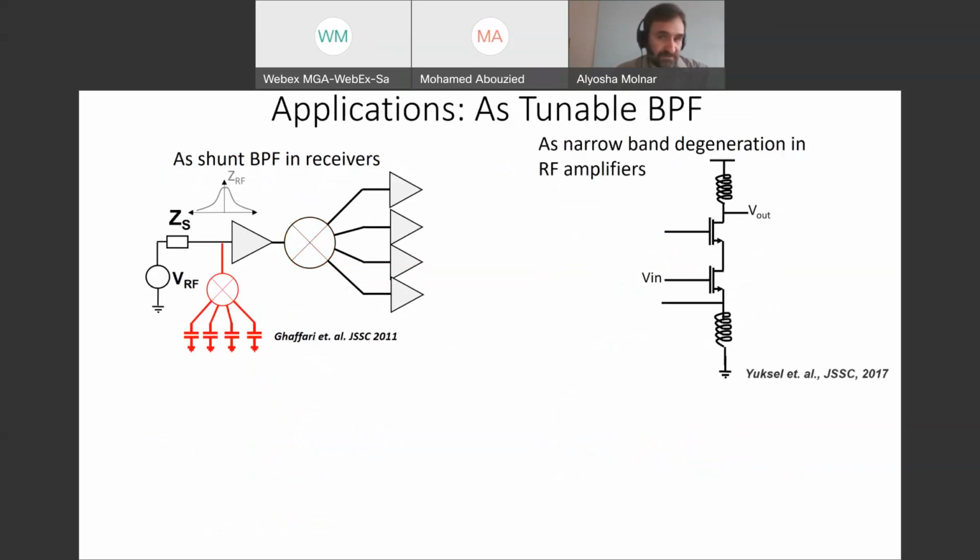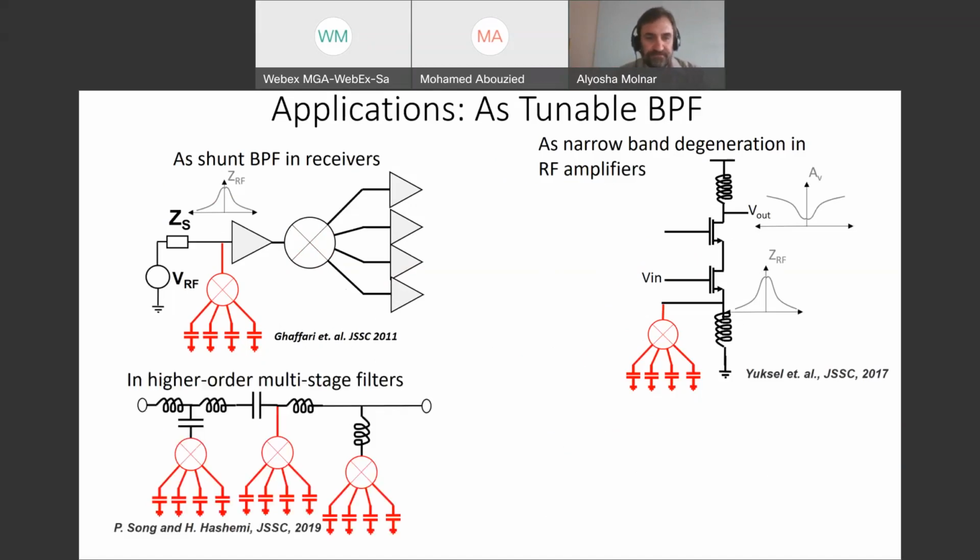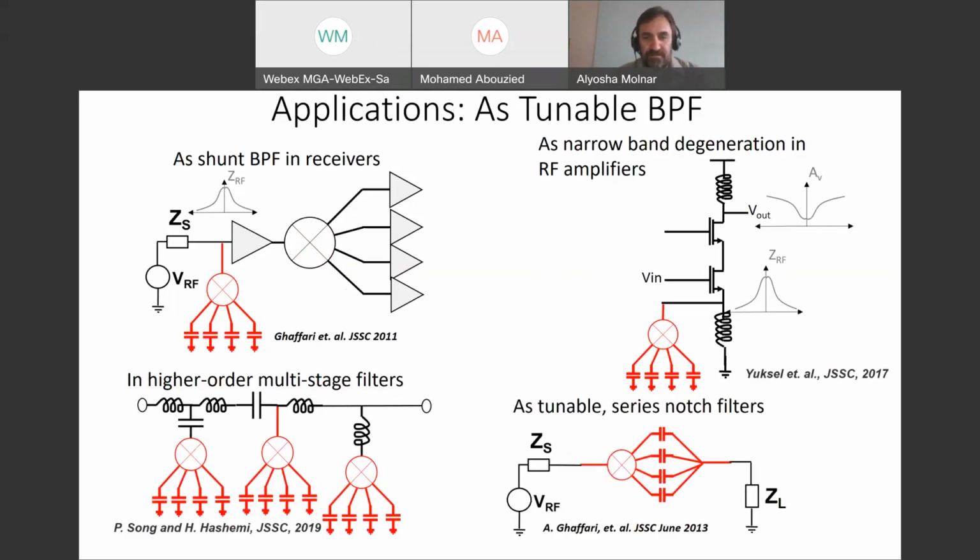They can also be used as degeneration. Now what we do is we essentially put that bandpass impedance in the degeneration path of an amplifier. That means the impedance seen is a bandpass filter, but that essentially creates a notch in the gain of the amplifier and therefore suppresses signal and noise in that very controllable frequency and bandwidth. It gives you essentially the ability to notch out one signal in your amplifier. You can also incorporate them into more complicated filters, like LC networks, to give you higher Q. And finally, they've been shown to work well as series notch filters, where you just basically change your topology a little bit, and now you get a notch instead of a bandpass filter.